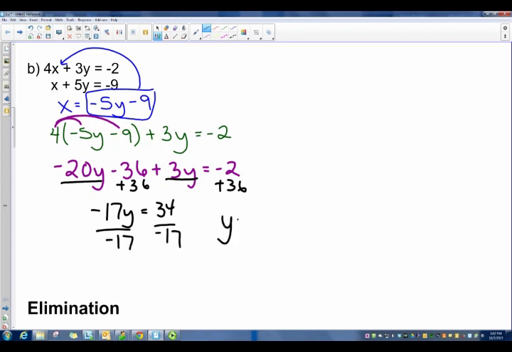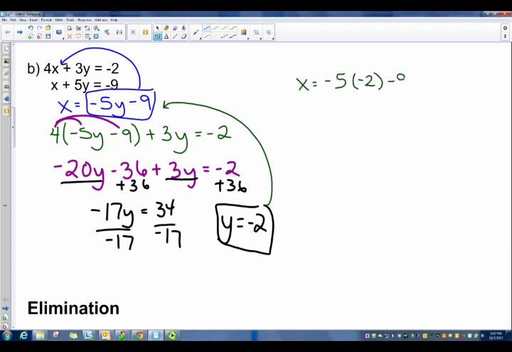And we end up with y equaling negative 2. So there's your first solution. Now for our second solution, we take that and substitute it in. Okay, so I get x equals negative 5 times negative 2 minus 9. So x equals 10 minus 9. X equals 1. And there you go. So again, those are your two solutions.